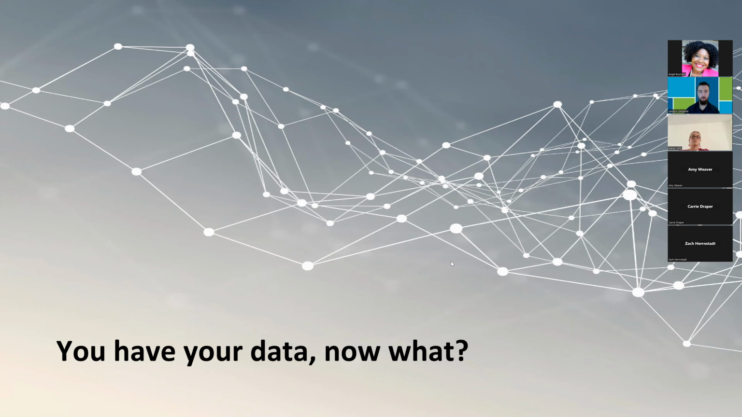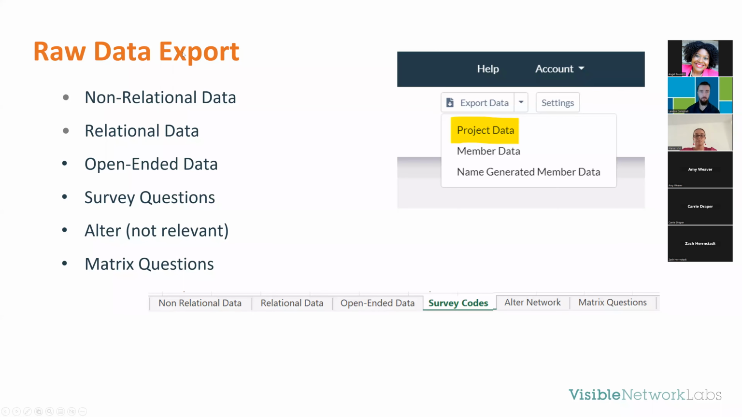So you have your data, so now what? This is what this workshop's here for. When you go into your project, there is a way that you can export your raw data. Within that data tab, or that workbook, I should say, there's a number of different tabs. Some are the non-relational tab, your relational data, your open-ended data, survey questions, and matrix questions.